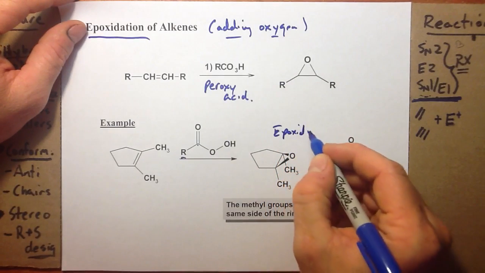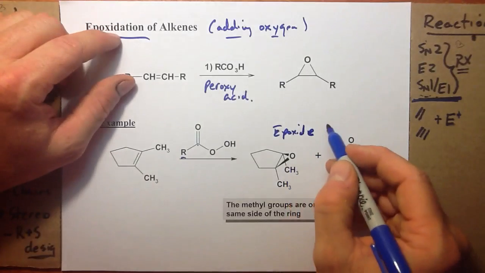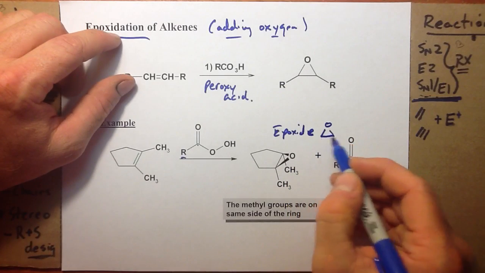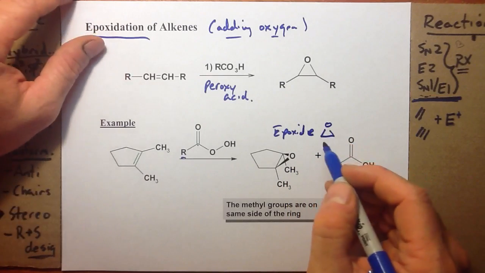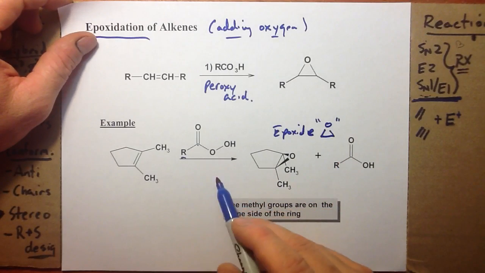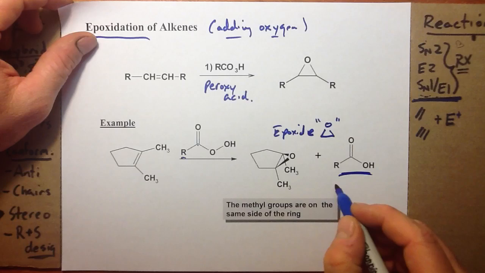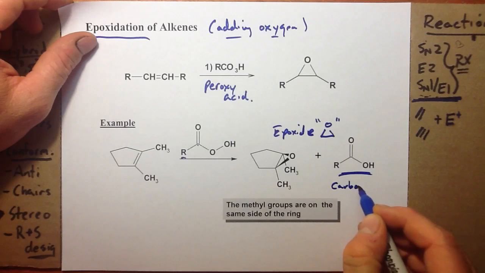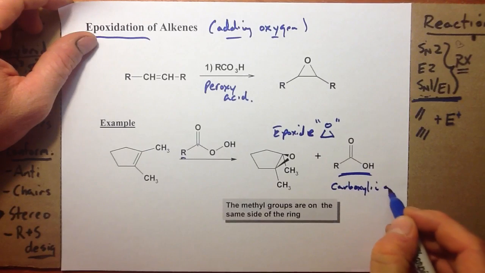Epoxides have a CCO three-membered ring. That's an epoxide. We make one with these peroxy acids, and we make as a byproduct carboxylic acid.